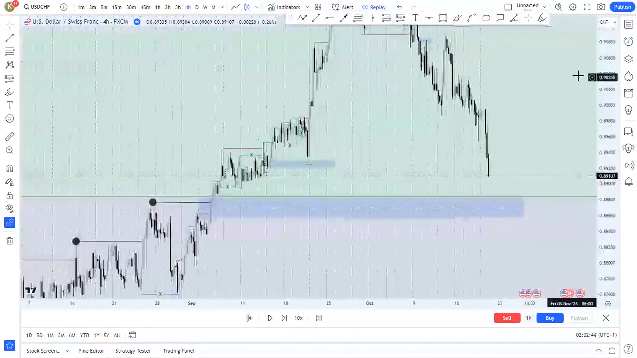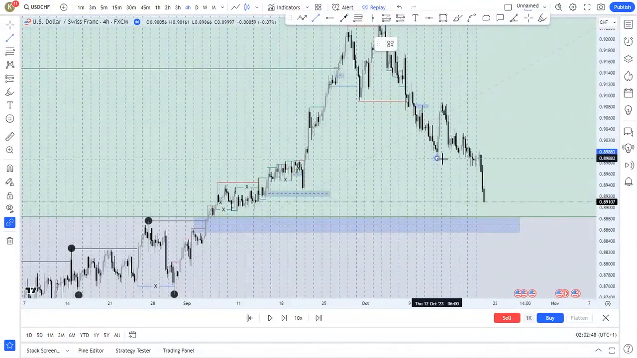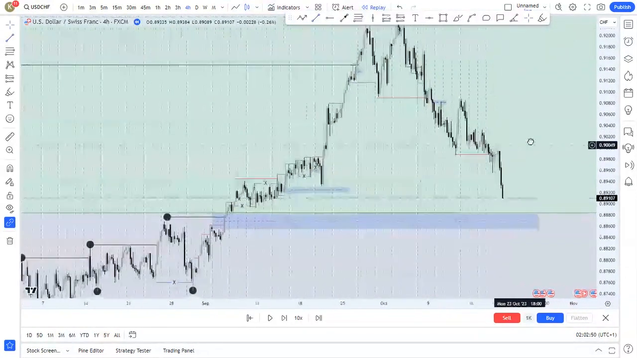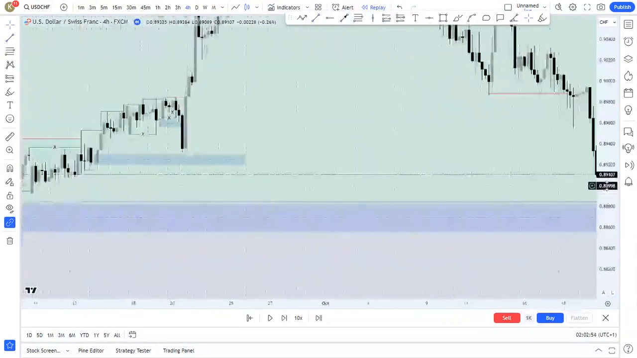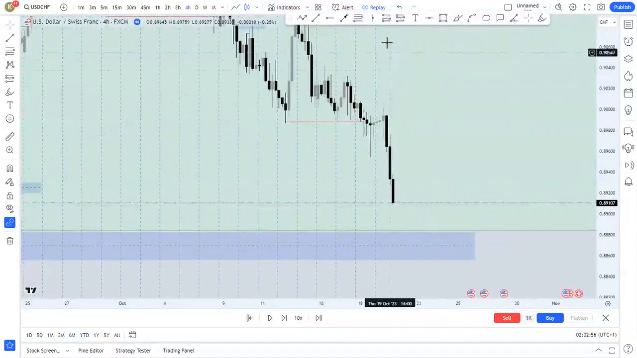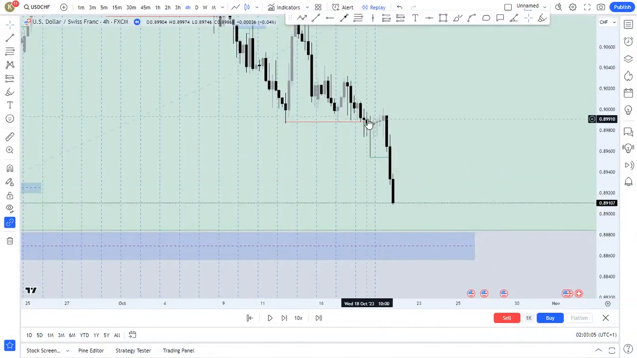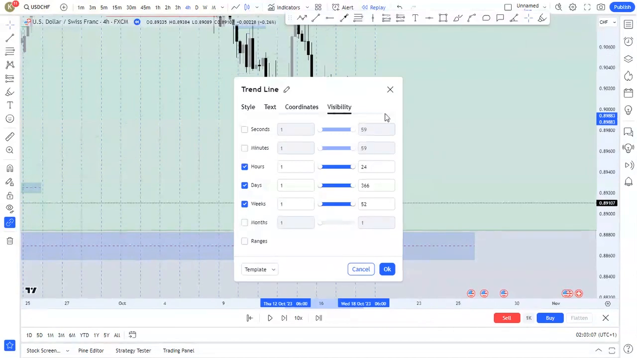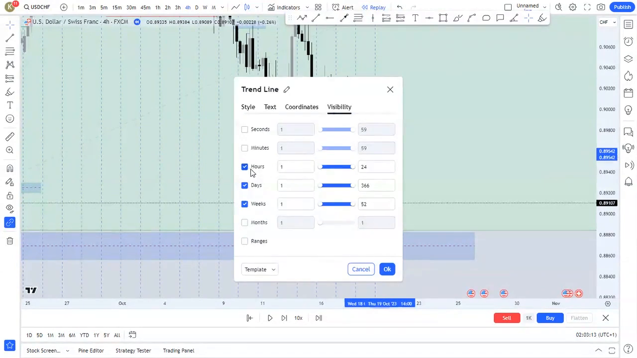So right now we are bearish, as you can see, and this is a draw on liquidity, like this is the destination we're coming to. So this is a fractal break. Okay, let's make it only visible for the 4 hour. Same with this.